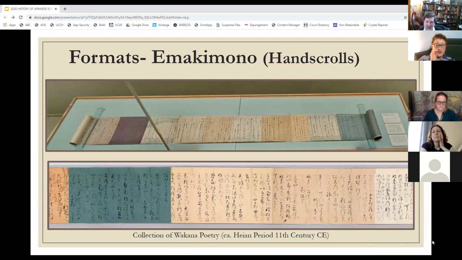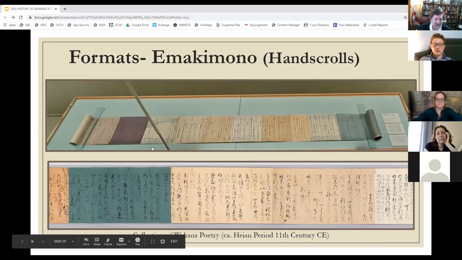But this is really a good example of how the Japanese, I always feel like they reduce, reuse, recycle. They love to do that with their artwork. So you can see all the different types of poetry that they've used over the years. And you can see that beautiful marble paper too right there.